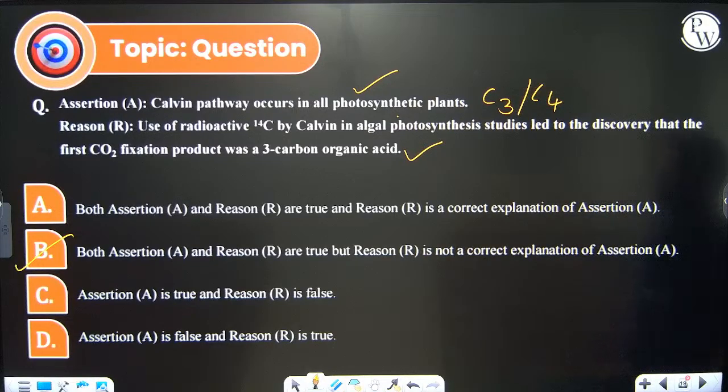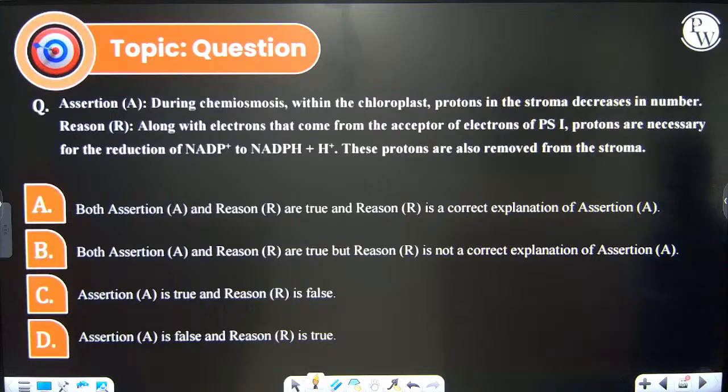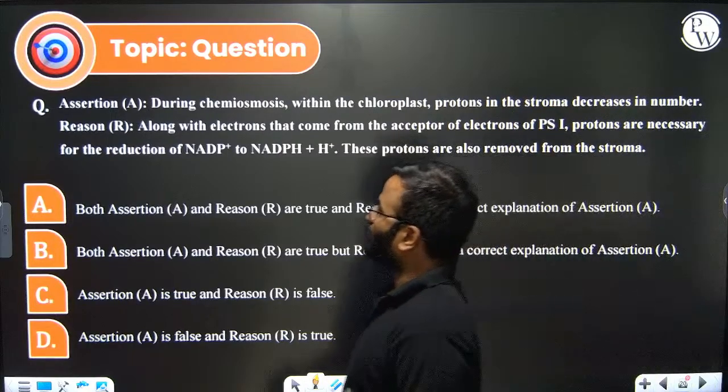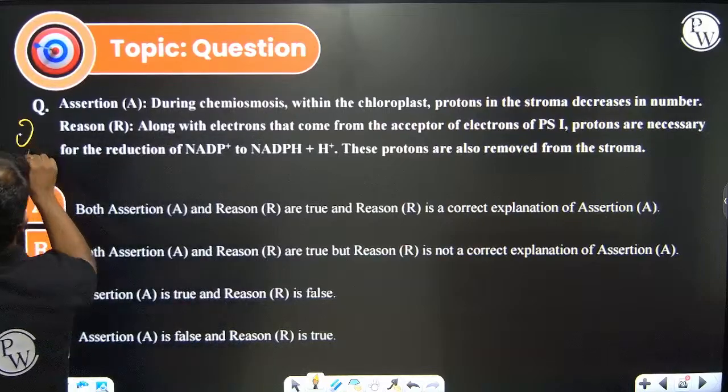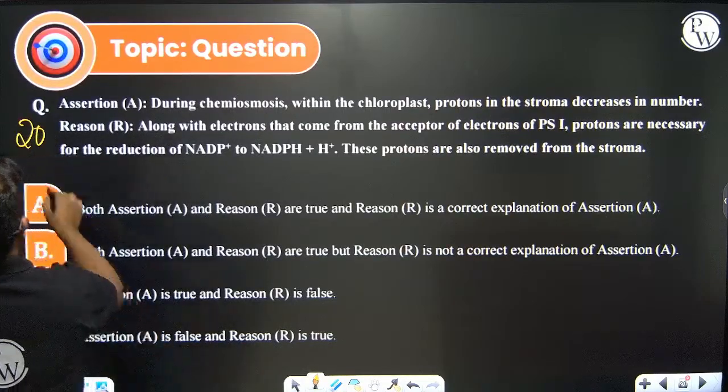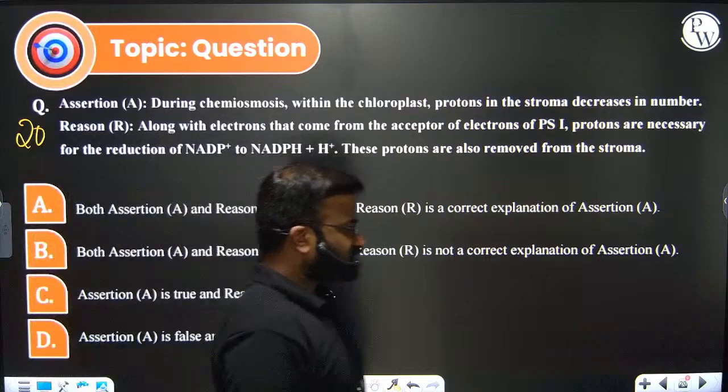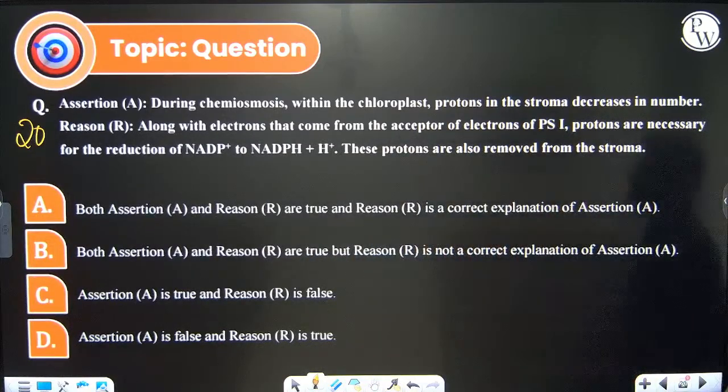Let's see the next question, which is our 20th question. Let's see the statements. During chemiosmosis within chloroplast, protons in the stroma decrease in number.